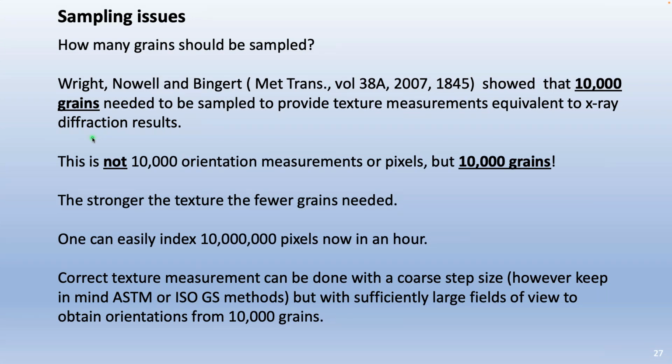Okay, there is some help if the texture is very strong. You may need fewer grains to show that. But nowadays we can easily index 10 million pixels in an hour. So there's really no reason not to take a decent amount of data to cover a large enough number of grains. Texture measurements can be done with a coarse step size. If you're going to do other work like ASTM or ISO grain size methods, we need to be careful about how we select the step size. But with sufficiently large fields of view to obtain orientations from 10,000 grains, we really need that 10,000 grains to do this well.